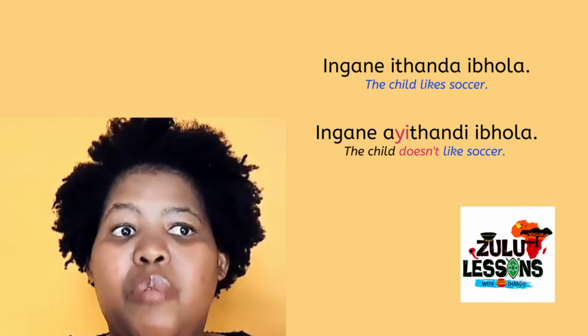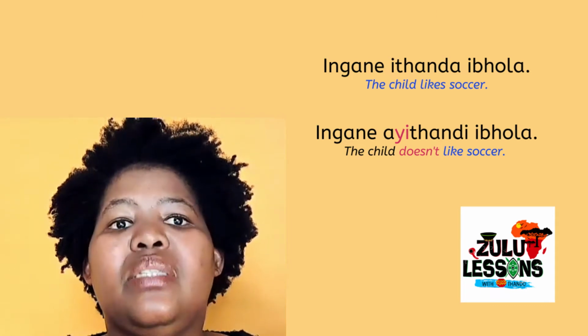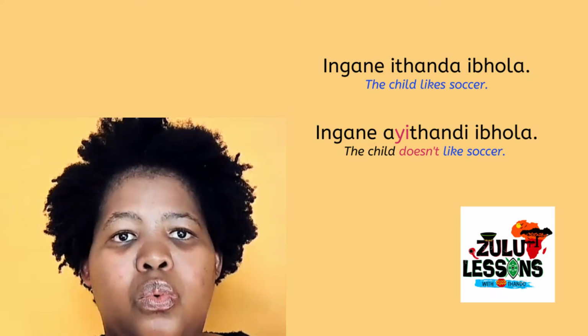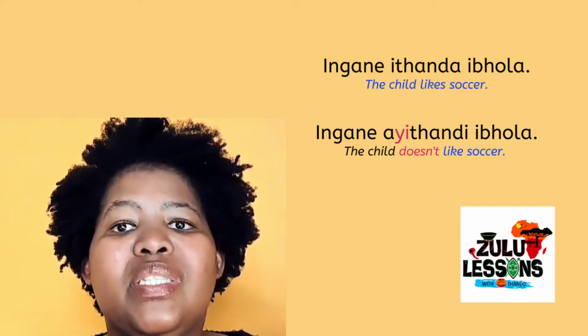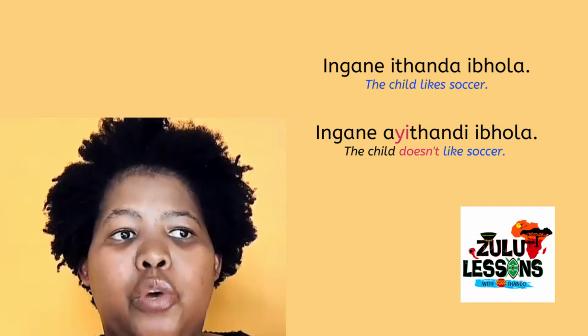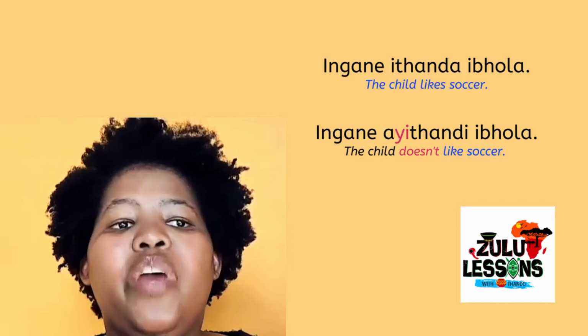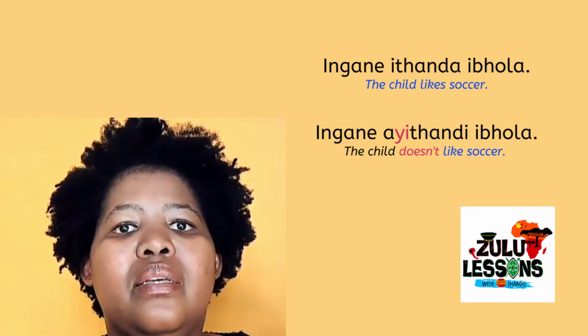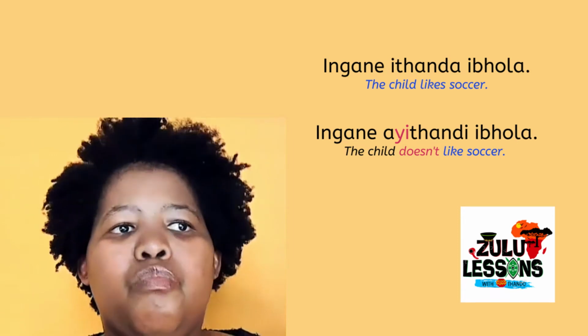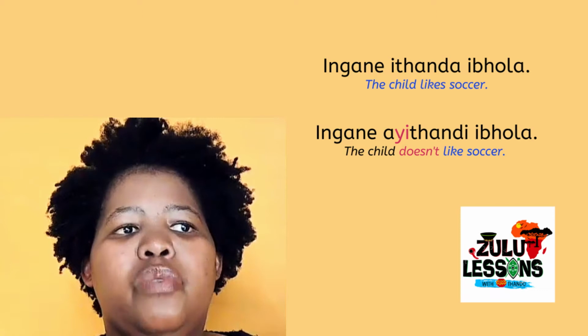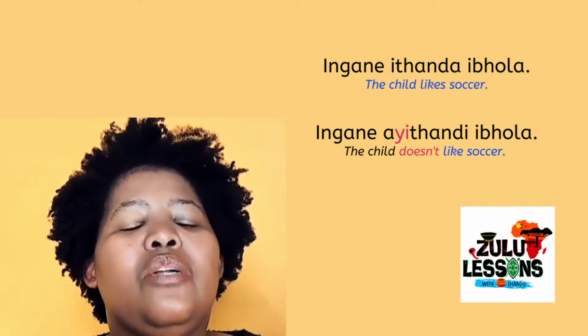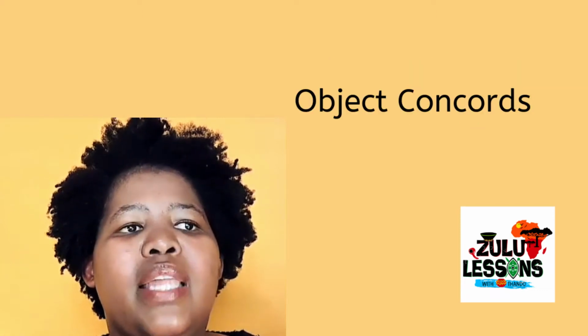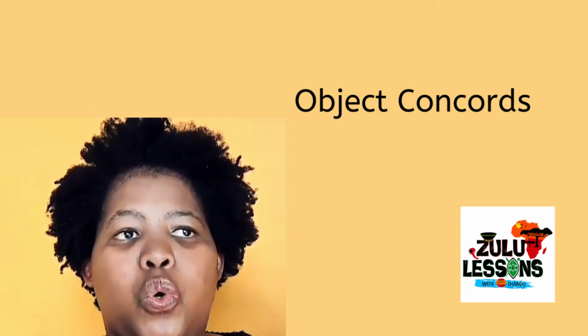So the letter W always accompanies the U, when we have two vowels next to each other before a verb. The same with the letter Y. It always accompanies the I, just before the verb. Keep a mental note of that as we move on now to object concords.